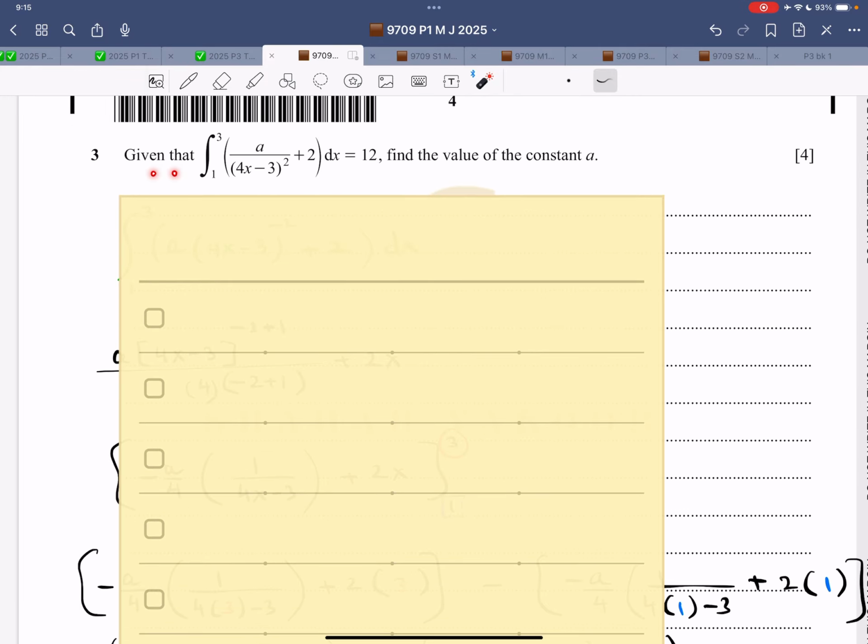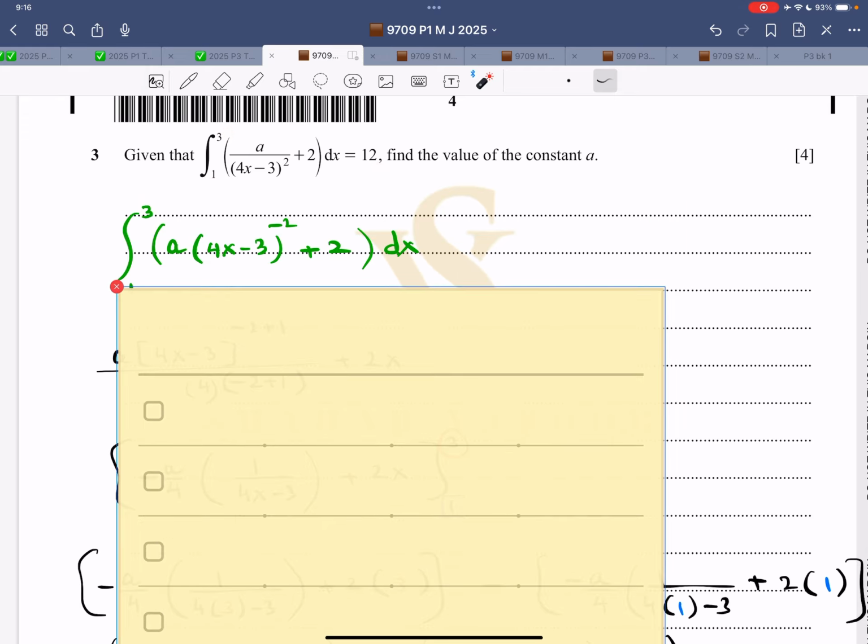It says, given that this expression equals 12, find the value of constant A, 4 marks. So the limits are 1 and 3. This is about integration, basic integration, integration using chain rule. You have to take it up, do the necessary thing, and then plug in the limits, equate it to 12 and solve. So let's look at it one by one.